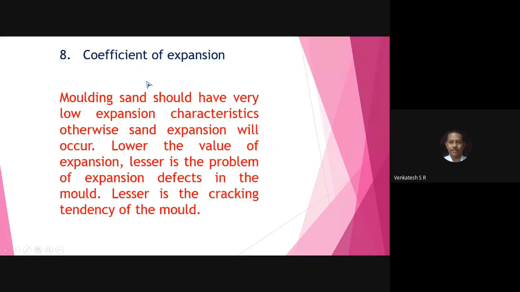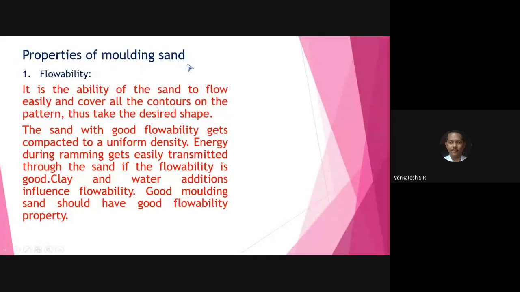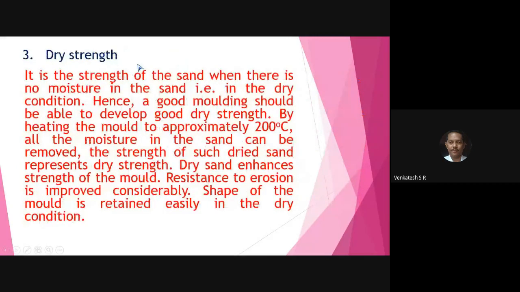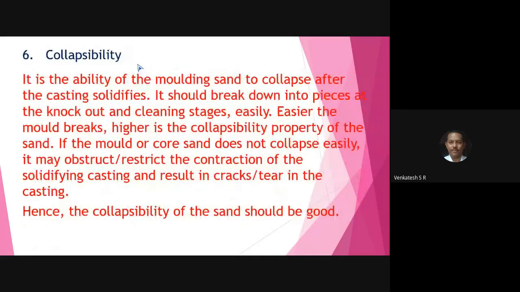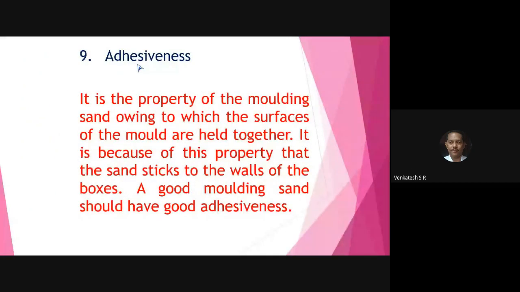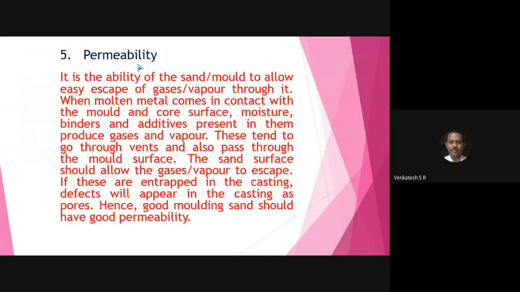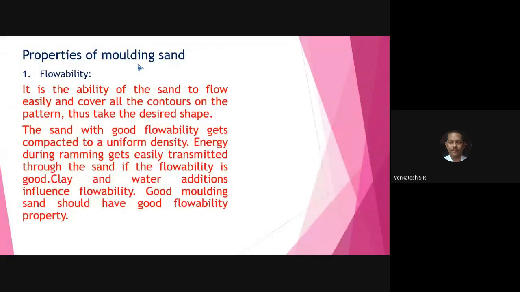Once again, all of you check in your notes the properties of molding sand. Number 1, flowability. Number 2, green strength. Number 3, dry strength. Number 4, hot strength. Number 5, permeability. Number 6, collapsibility. Number 7, bench life. Number 8, coefficient of expansion. Number 9, adhesiveness. 10, durability. So these are the properties required in the molding sand. Otherwise, it's very difficult to get the exact size, shape, and properties in the mold cavity.